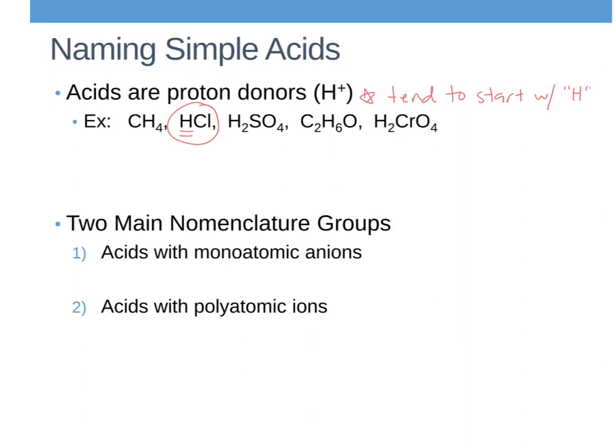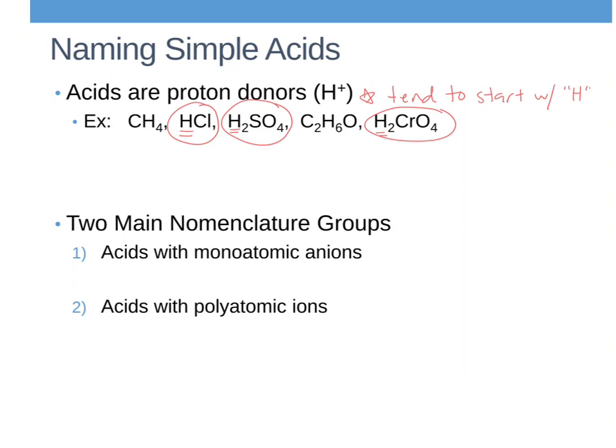Same thing over here. I have H2SO4. That starts with an H, so I think it's an acid. Here I have C2H6O for my next one. Again, yes, it has an H, but it doesn't start with an H, so I don't think that's an acid. And then lastly, I have H2CrO4. I may or may not know what that is, but I see it starts with an H, so I'm going to circle it, and I think it's an acid. Most acids, the way that you're going to see them at this point, start with hydrogen.